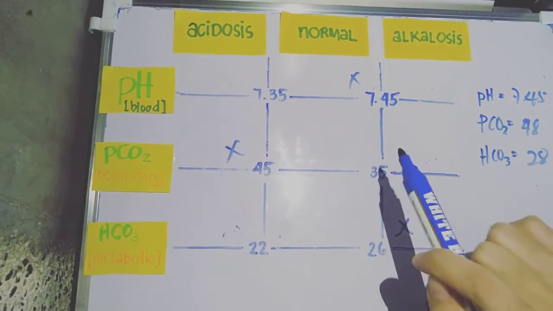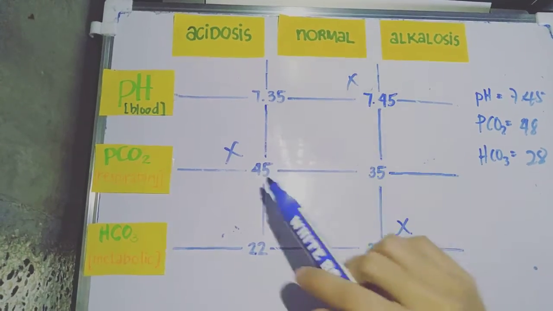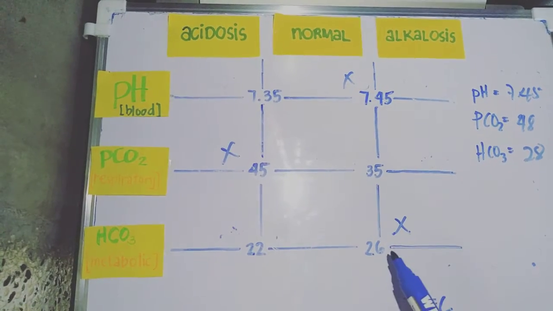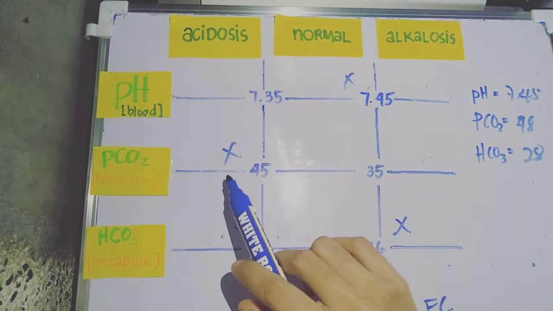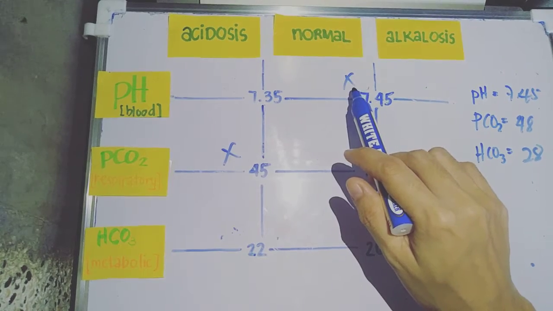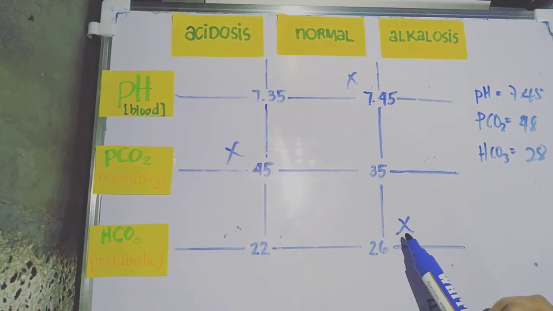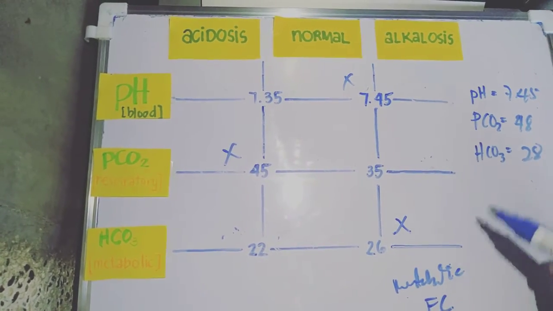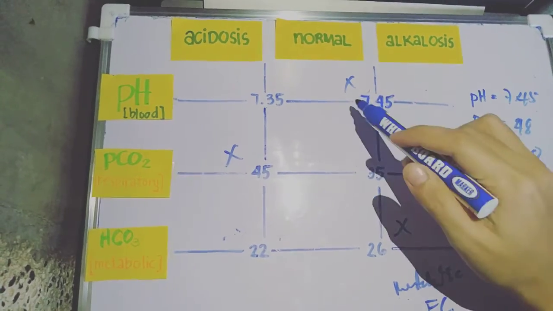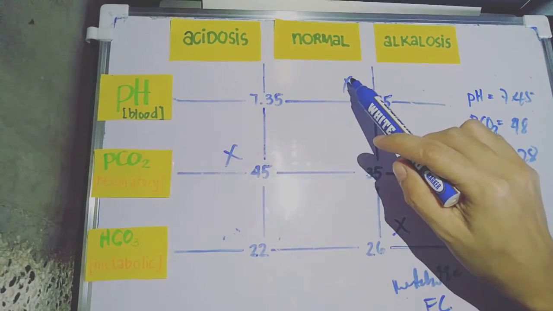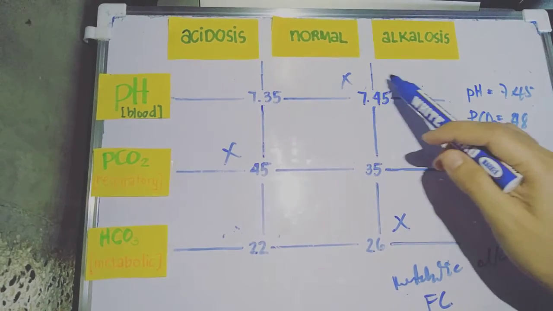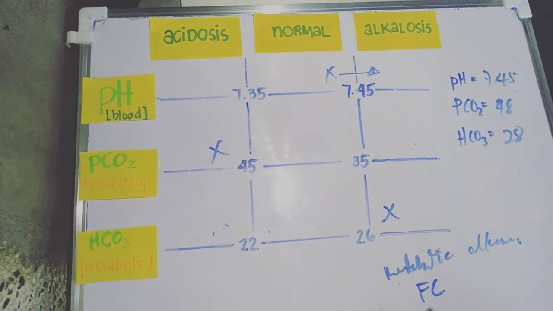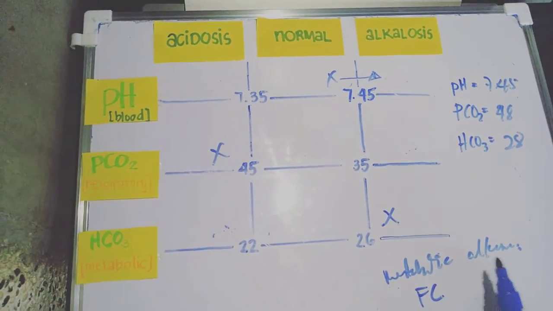So we have to see which one of these parameters is closer to the blood pH. Here we have 28 and we have 48. So we have to choose the metabolic alkalosis, because if any deviation would occur, the pH would become alkalotic. So that is fully compensated metabolic alkalosis.